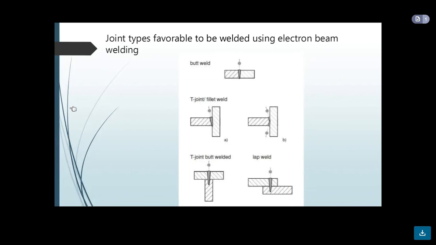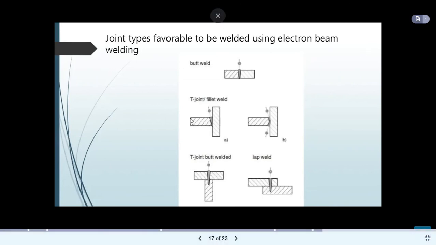Which types of joint can we prepare by electron beam welding? Here the butt joint can be prepared. Then the T joint will be prepared. See here, there are two: here is a single T, here is a double T. Then the T plus butt joint will be prepared. And after that, the lap joint will be prepared by electron beam welding.